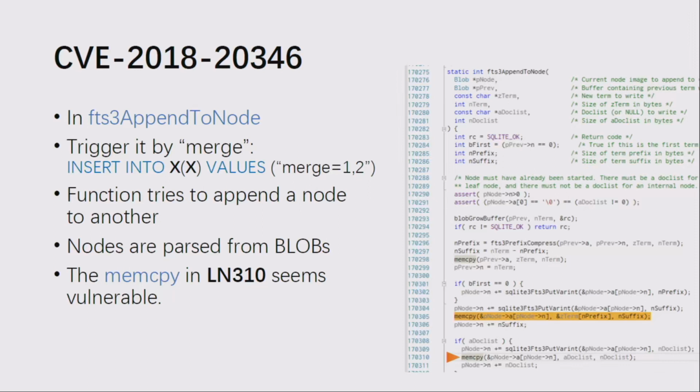The vulnerability is located in the function fts3AppendToNode. It can be triggered with a special statement, merge=1,2, which means the level to be merged. As you can see, this function will try to append a node to another. The node is stored in the blob, so this function and others will first parse the B-tree and then get the start position and the length of binary data of the node that will be processed. And last, perform the memory copy operation to copy them into a new blob that represents the new tree.